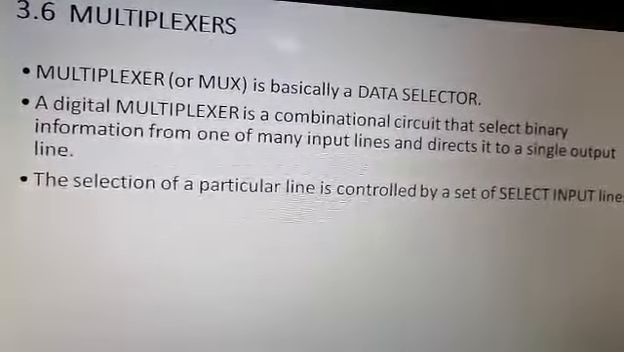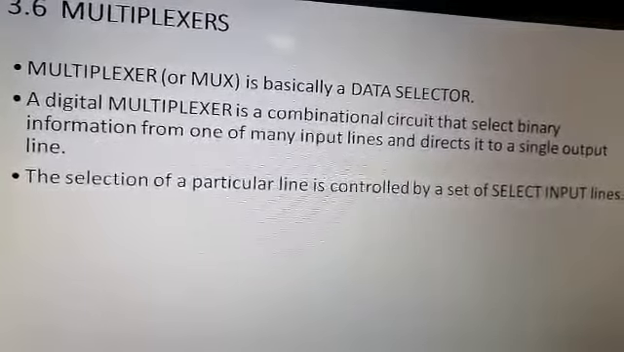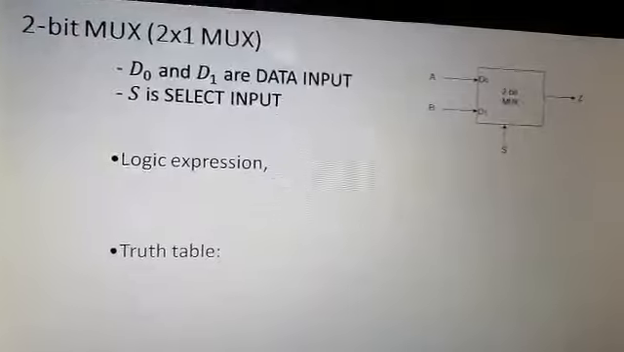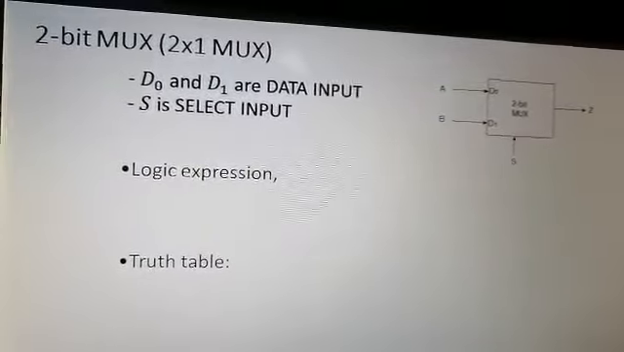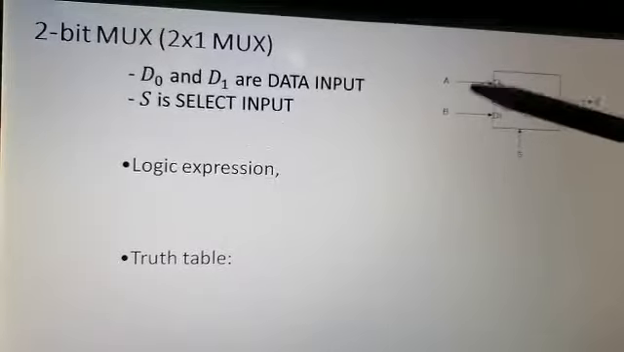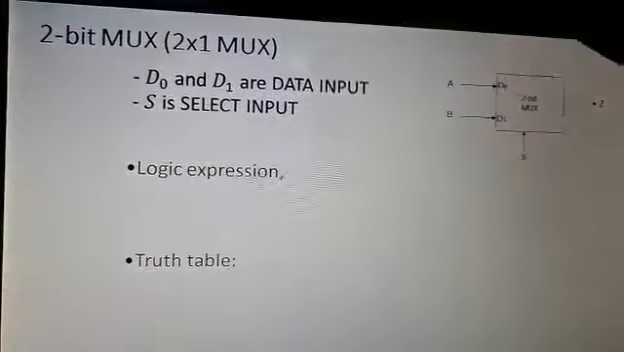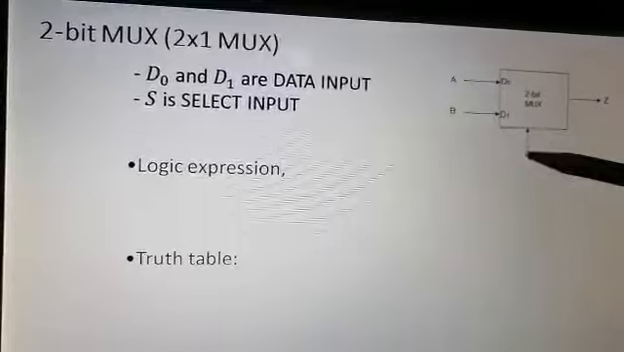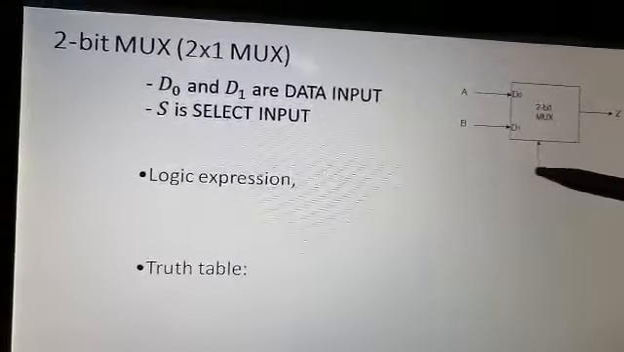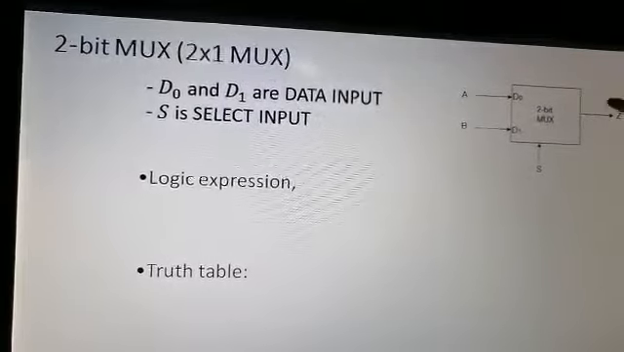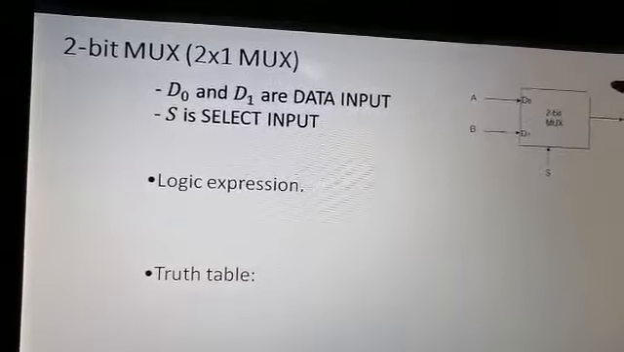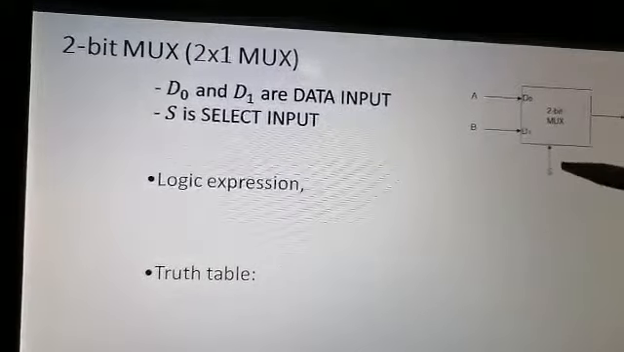The selection of a particular line is controlled by a set of select input lines. For example, we have a 2-bit mux, that means we have A and B, 2 bits. The S is the select input. This S function is to get the output here. We have two inputs here, so what is the output based on these select inputs?